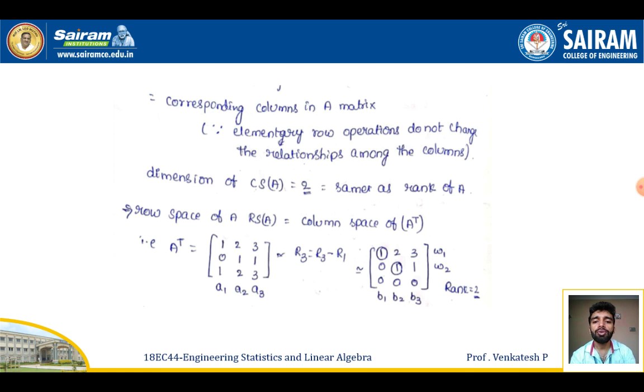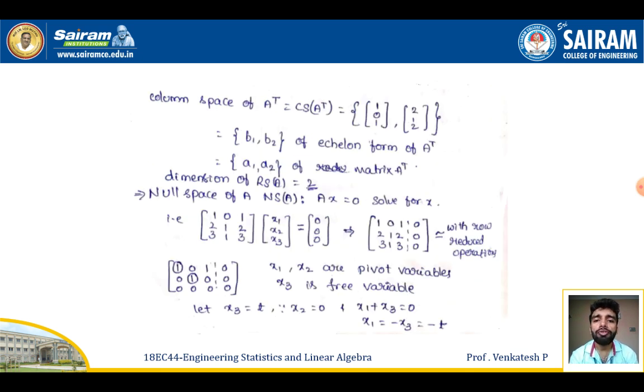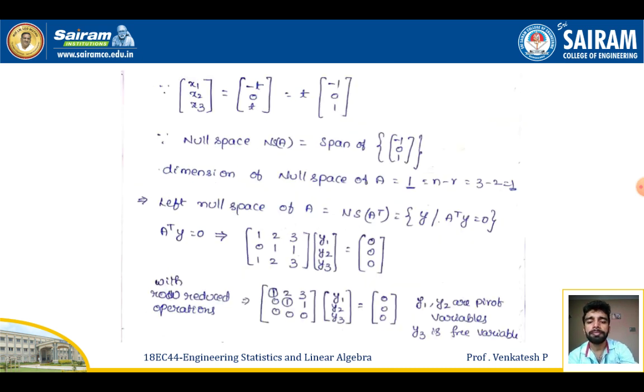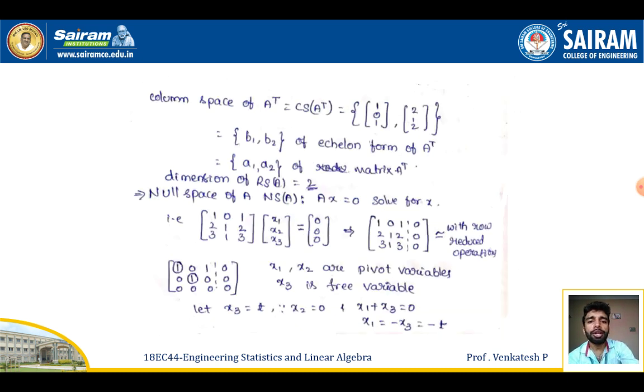Now I want to find the column space of A transpose. It will be equal to 1 0 1, 2 1 2, the first two. So I got the column space of A transpose as B1, B2 of the echelon form of A transpose, that is, A1, A2 of the matrix A transpose. Therefore, the dimension of the row space of the matrix A will be given by 2.